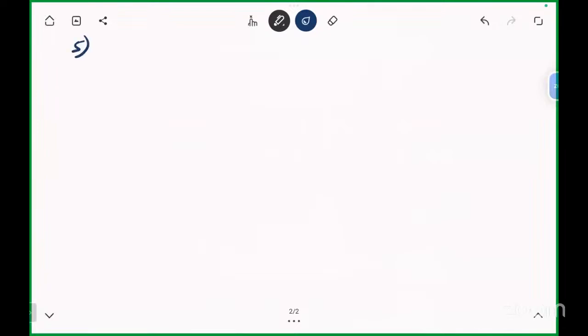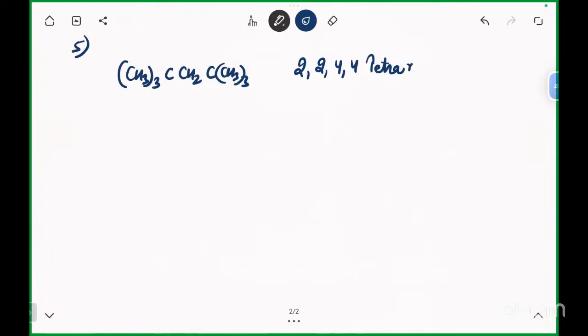Next, let's discuss one more example, that is CH3 whole thrice, CH2, CH3 whole thrice. In such cases, you can open the structure directly and count. I'm writing the name, that is 2, 2, 4, 4, tetramethyl, and the main chain we have 5 carbons, that is pentane. So it will be like this.